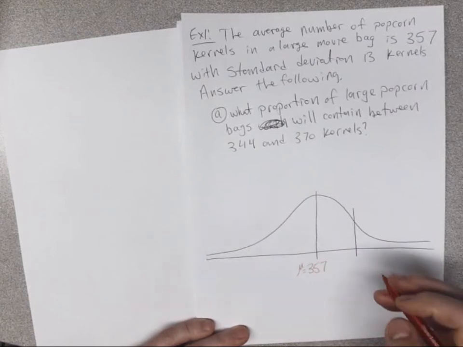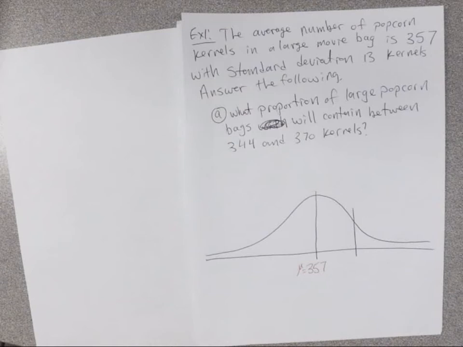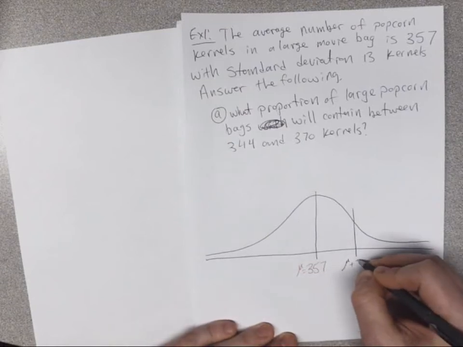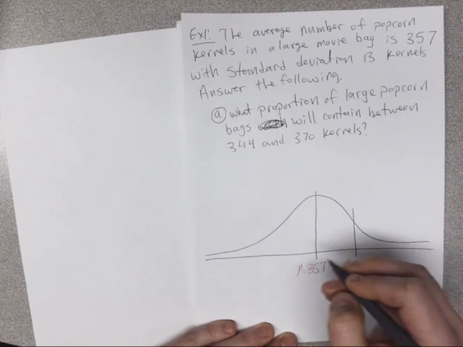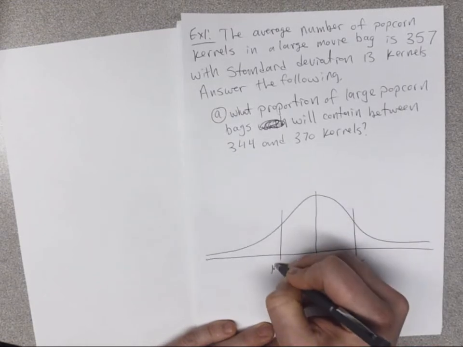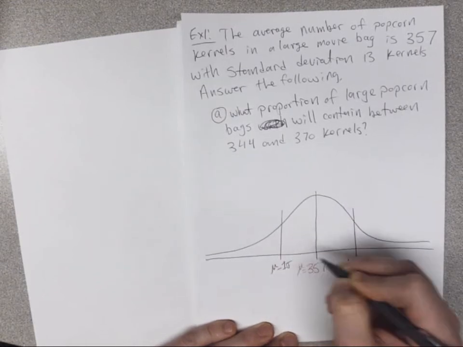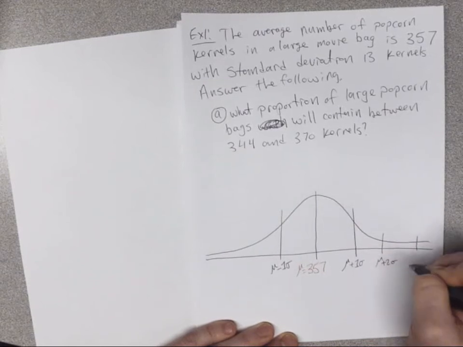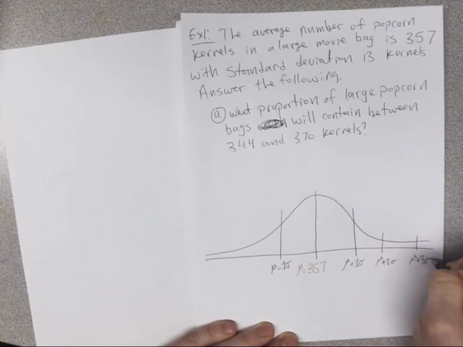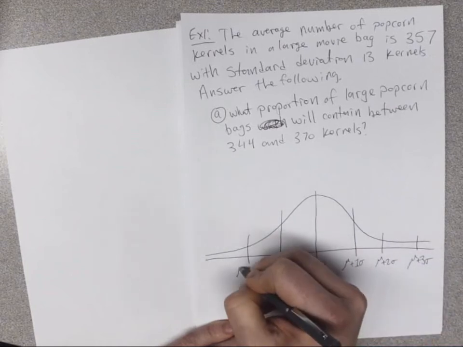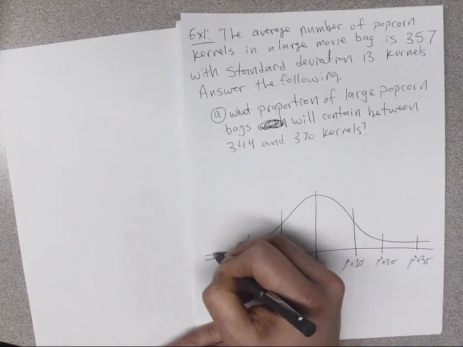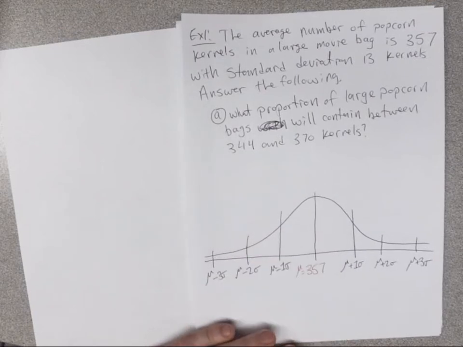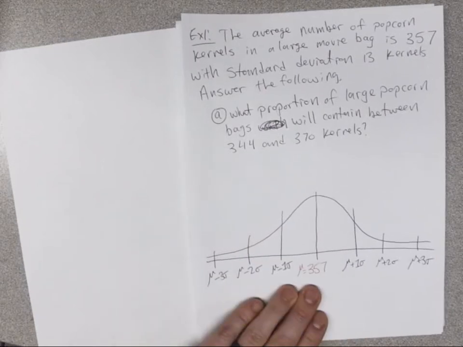And then here, let's just write it out so we don't have to do it in our head. Mu plus 1 sigma. And then here is mu minus 1 sigma, mu plus 2 sigma, mu plus 3 sigma. And I'll do the other side too, subtracting. So there's our empirical rule.